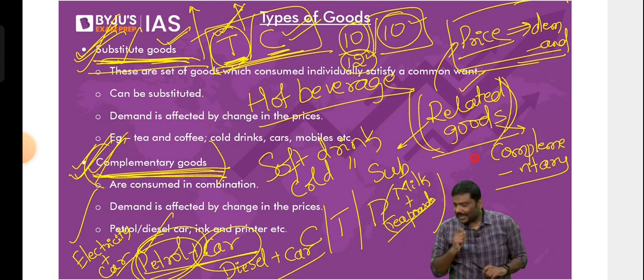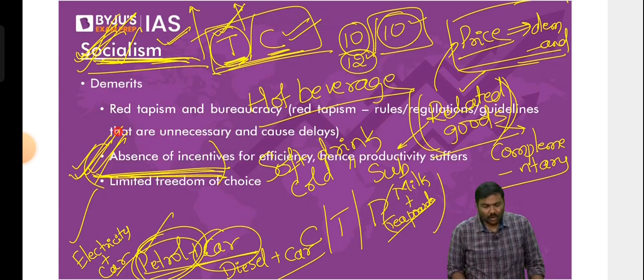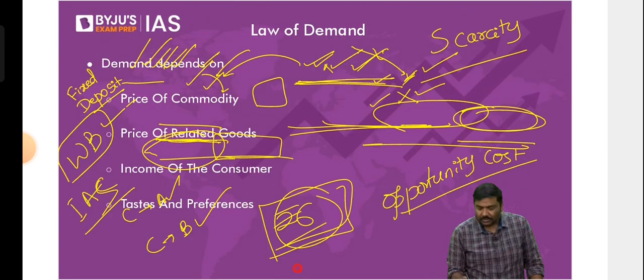So any doubts so far? Let me know. Any doubts so far related to related goods, substitute goods as well as complementary goods? Done. Thank you. Let me go back to the earlier discussion. What was the earlier discussion? The factors affecting the demand. Very well. Let's continue.